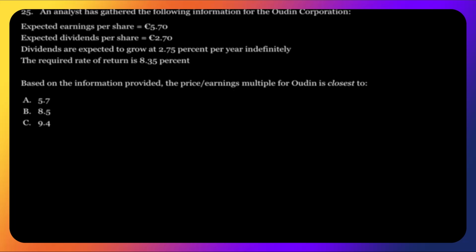Well, we can go about this two ways. We can calculate a price for Odin. We can calculate V0 equals D1 over R minus G, and then from that price divided by our earnings to get a multiple. Or we could just say, well, we already know that PE is the dividend payout ratio divided by R minus G, and our dividend payout ratio, we have 2.7 over 5.70. We pay out 2.70 of the 5.70. There's our payout ratio.